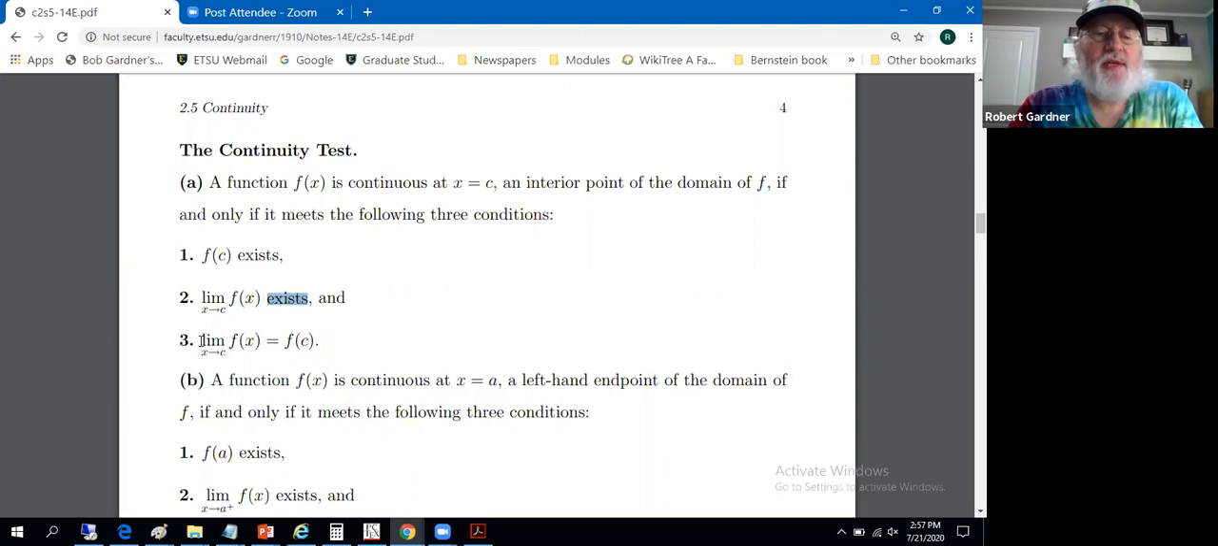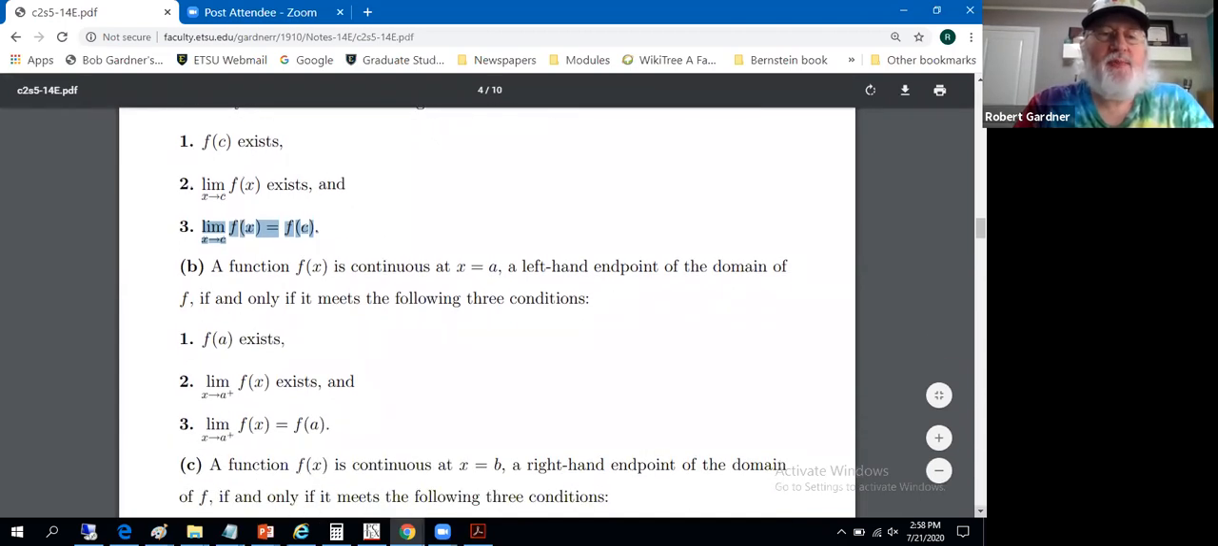And thirdly, those two things are equal. The limit equals the function value. If you like anthropomorphic ideas, part 2 says the function tries to pass through a point because the limit exists. And part 3 says it succeeds in passing through the point (c, f(c)), f(c) existing by part 1. So this is really the anthropomorphic thing written in more mathematically meaningful symbols.